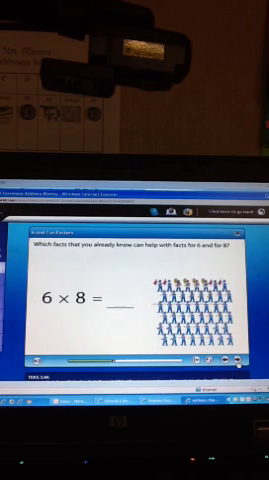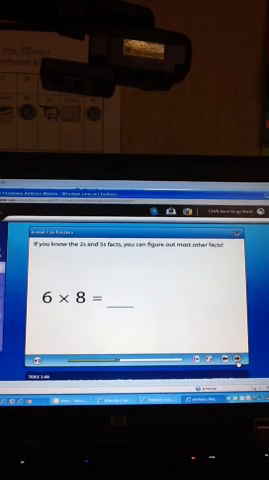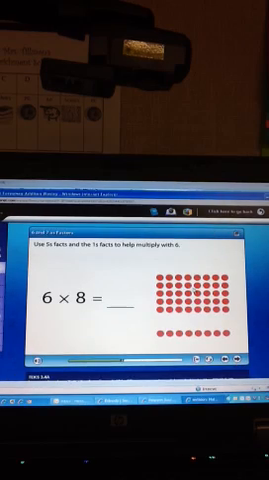Which facts do we already know that can help us find facts for 6 and for 8? Well, we know the 2's and 5's facts, so we can figure out most of the other facts. If we use 5 facts and a 1's fact to help multiply by 6, that's probably our easiest way to break it up. As you can see, there are 5 rows of 8 here and 1 row of 8 here. But when we add our 5 and our 1 together, it's still going to equal our 6. So there are still 6 rows of 8, but we've broken it up into a 5's fact and a 1's fact.